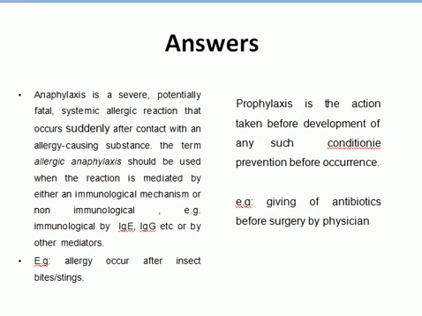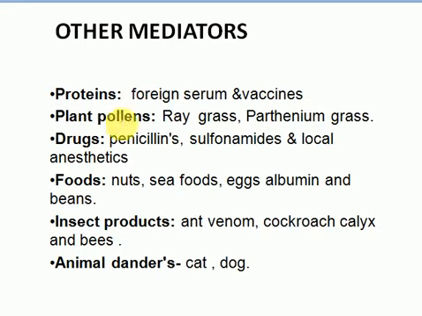Coming to the other mediators, these are some other agents which can produce immunological reactions, like proteins, foreign serums and vaccines, plant pollens like ryegrass and parthenium grass, drugs like penicillin, sulfonamides and local anesthetics. In foods: nuts, seafood, eggs, albumin, etc. Insect products can also produce them, like ant venom and cockroach calyx. Also animal danders like cat and dog hair.